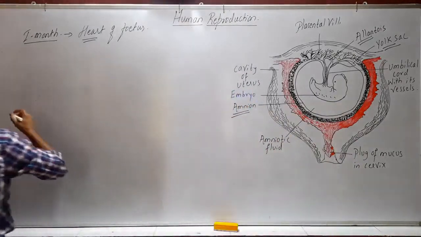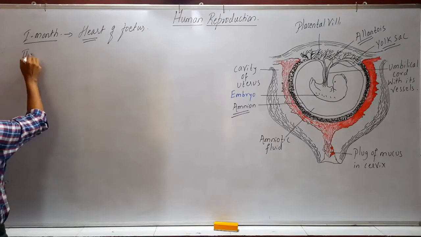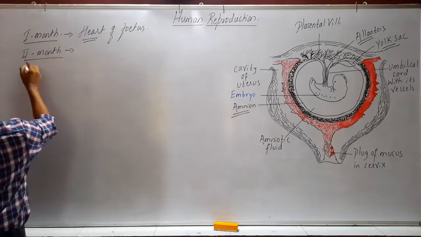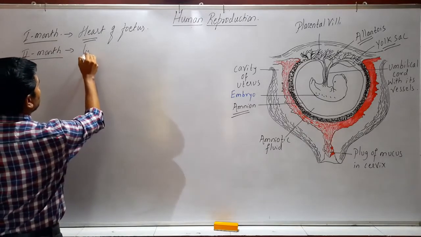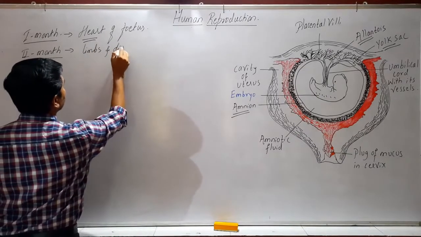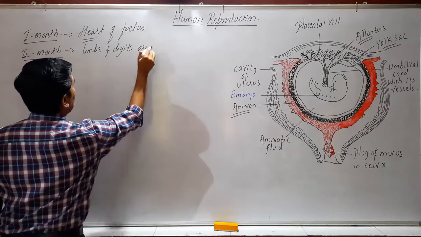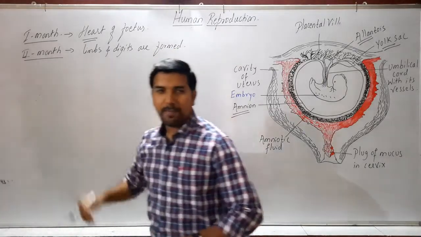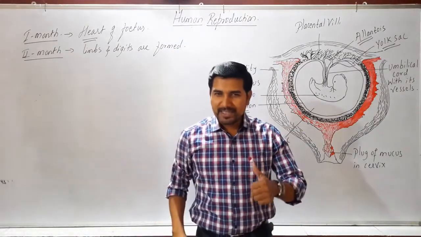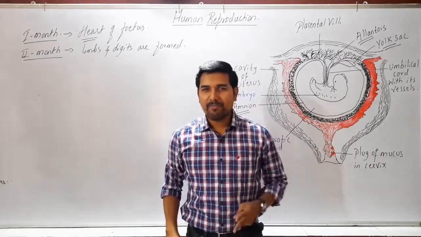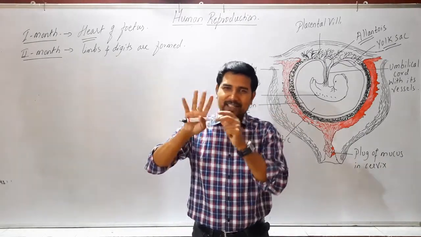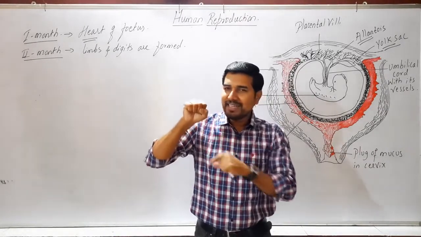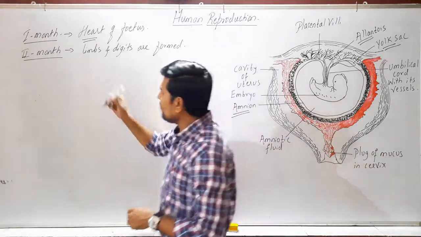Okay, then in the second month of pregnancy, limbs and digits are formed. Look at the part here. First month of pregnancy, the heart of the baby is found. Second month of pregnancy, the limbs and the digits. So these fingers, initially they will be in the form of a bud. The digits start to develop in the second month of pregnancy.